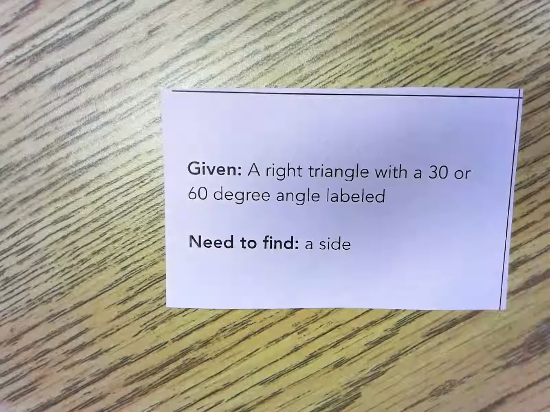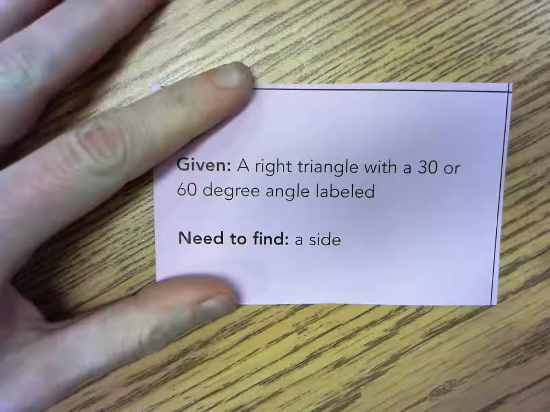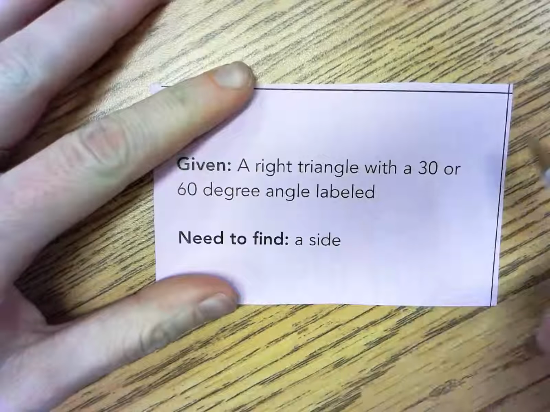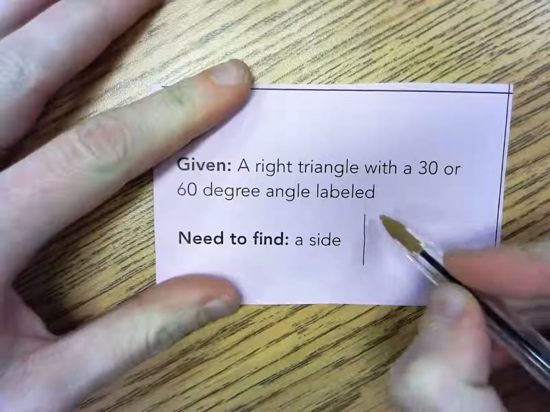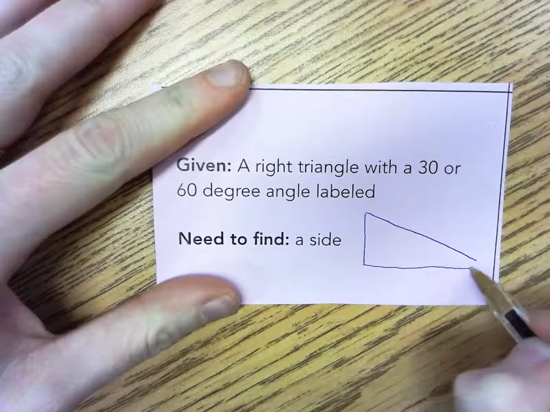All right, go ahead and find this card, a right triangle with a 30 or 60 degree angle labeled, and we need to find a side. So let's go ahead and draw this one. This would be a 30, 60, 90 triangle, so it has a very specific look, a very specific shape. There's going to be a short leg, a hypotenuse, and a long leg.